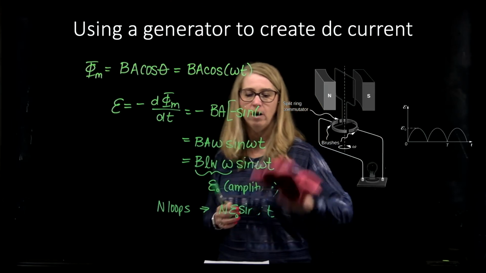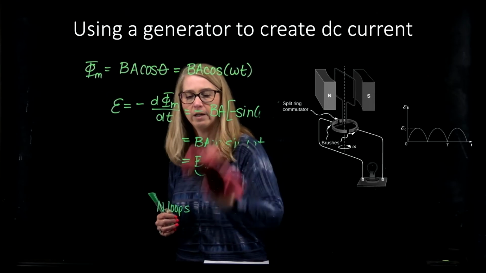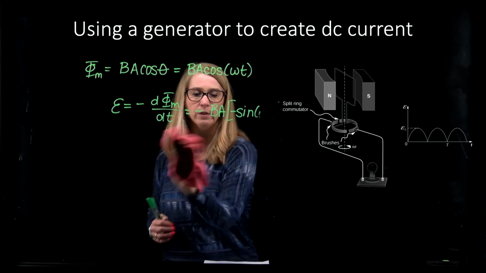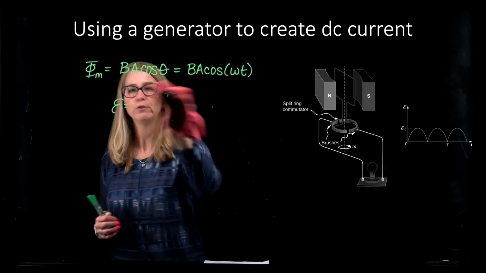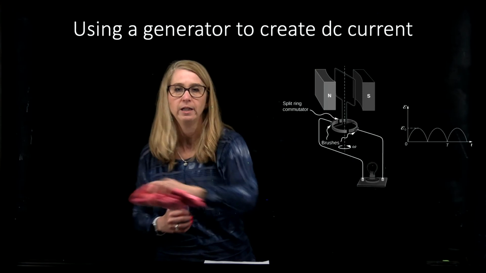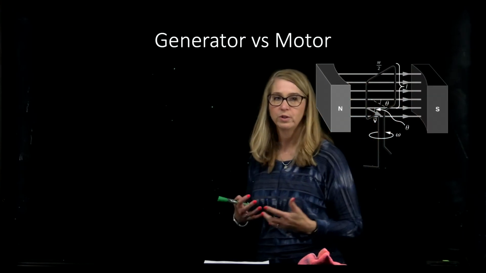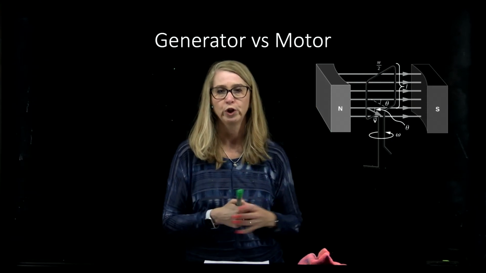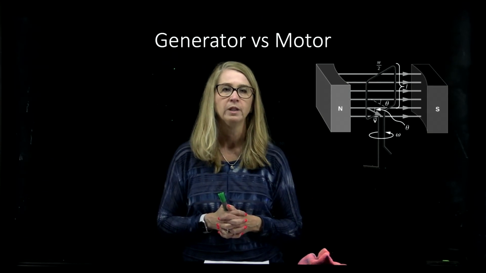Now, in all these scenarios, what we're talking about is a generator. So the idea is, if we want to grossly simplify it, we use an external force to cause our loop to rotate in a magnetic field. We'll go back to our original picture. We're going to use some external force to make this loop turn, and in turn it generates electricity.